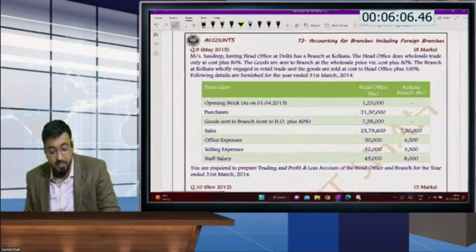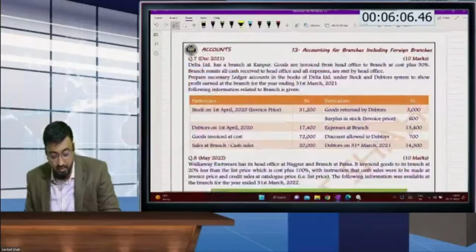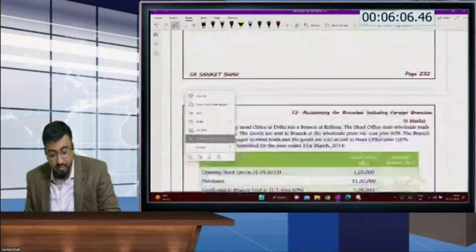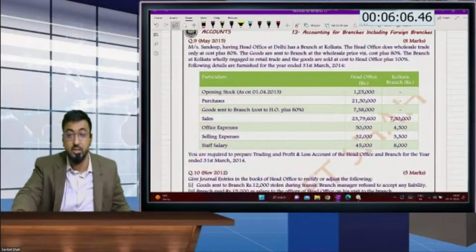One is an independent question, question number 9, and question number 8 is the stock and debtors method. It's very simple that we are going to solve. So after the break we will do question number 9.